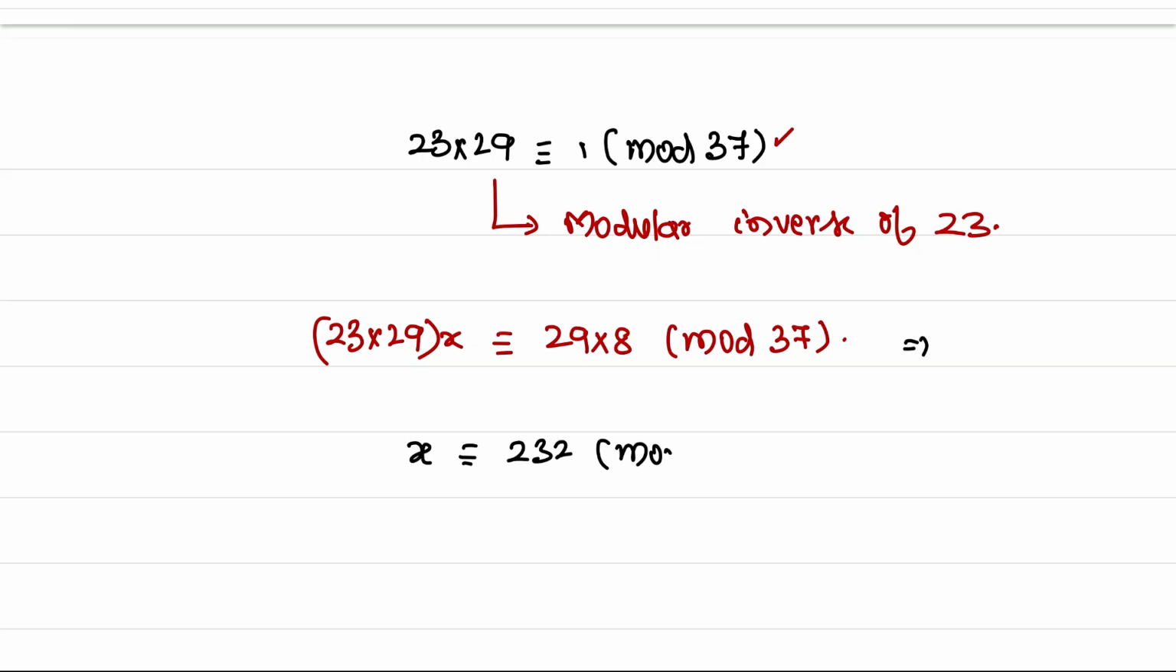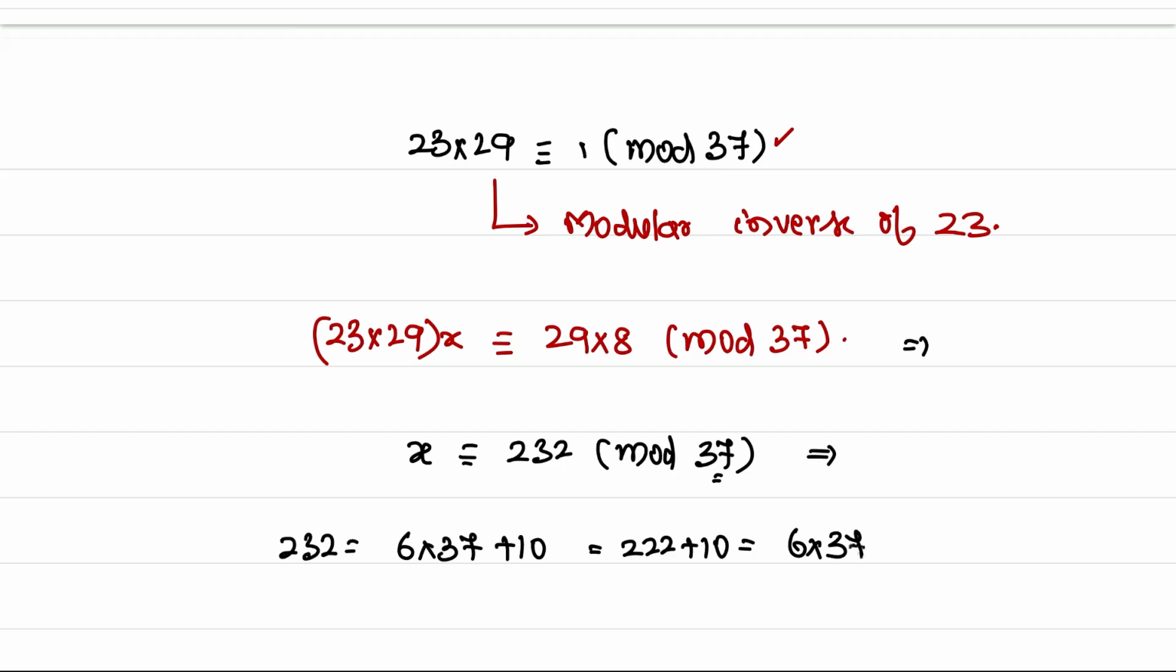232 mod 37. That is equivalent to, what is 232? Let us simplify. 232 is equal to, in mod 37 terms, 6 into 37 plus 10. Do you agree? 6 into 37 is 222, plus 10 gives 232.